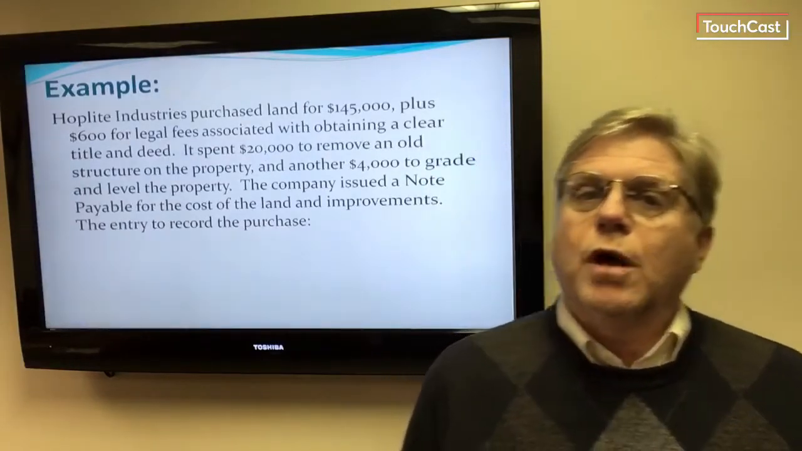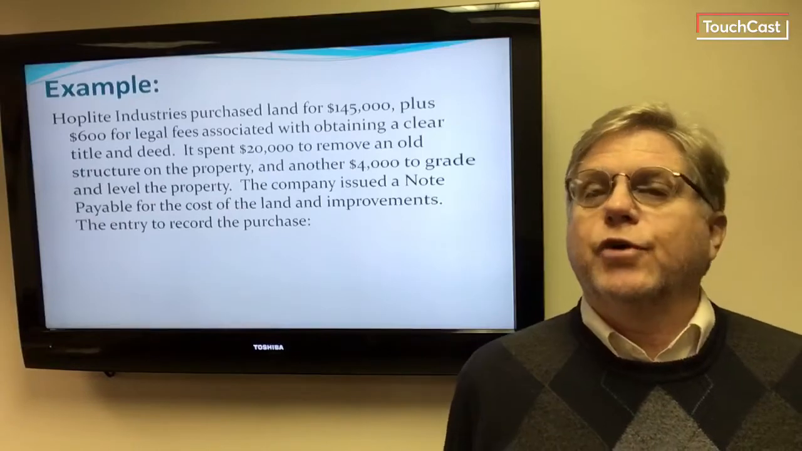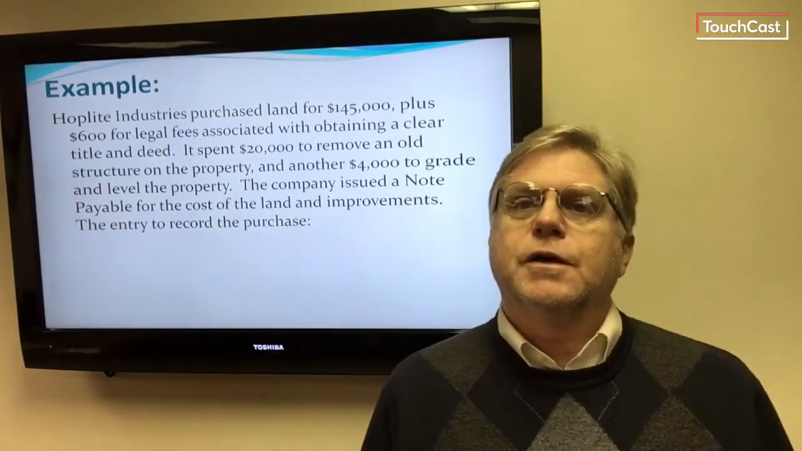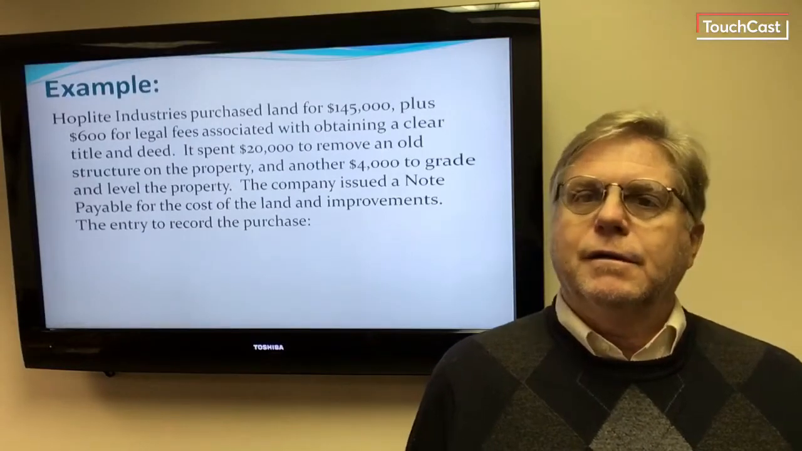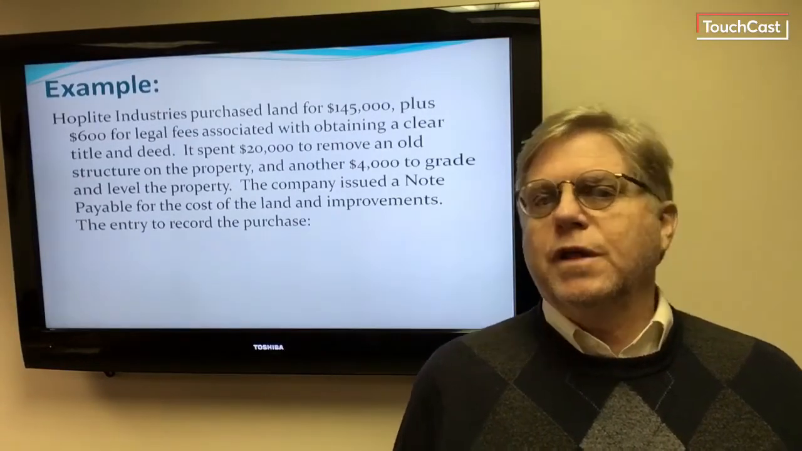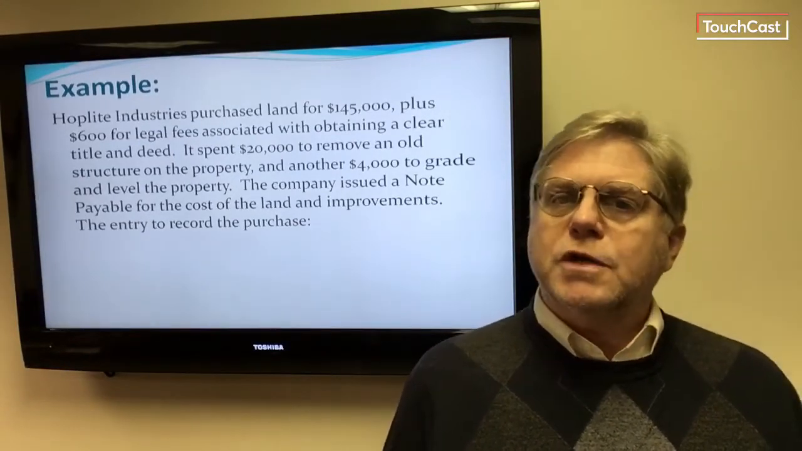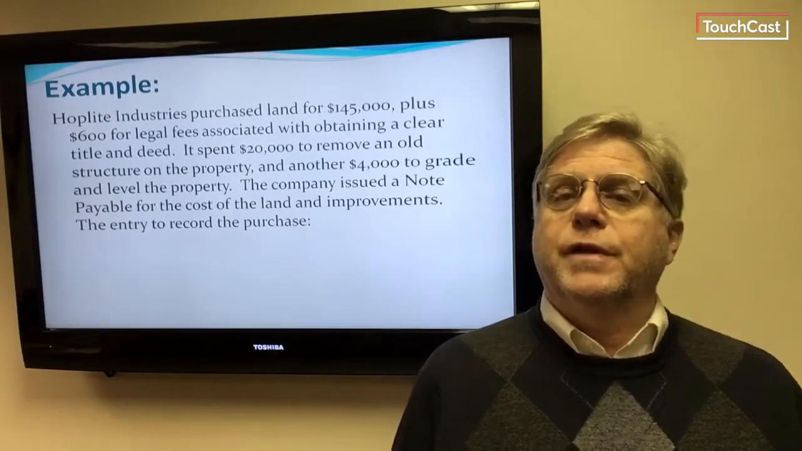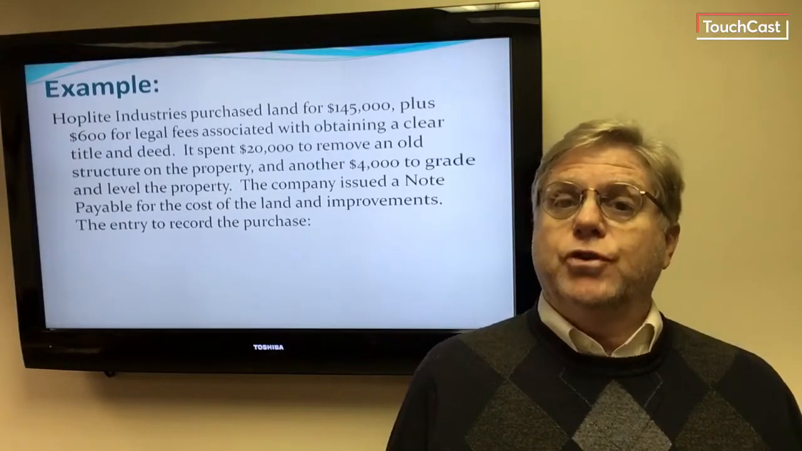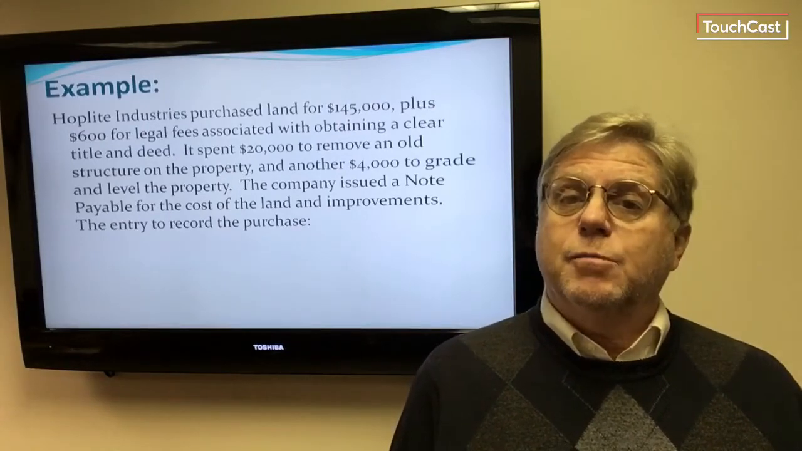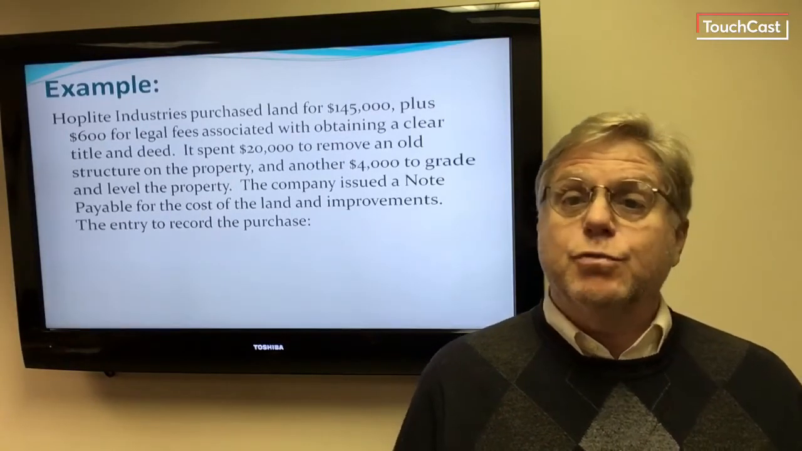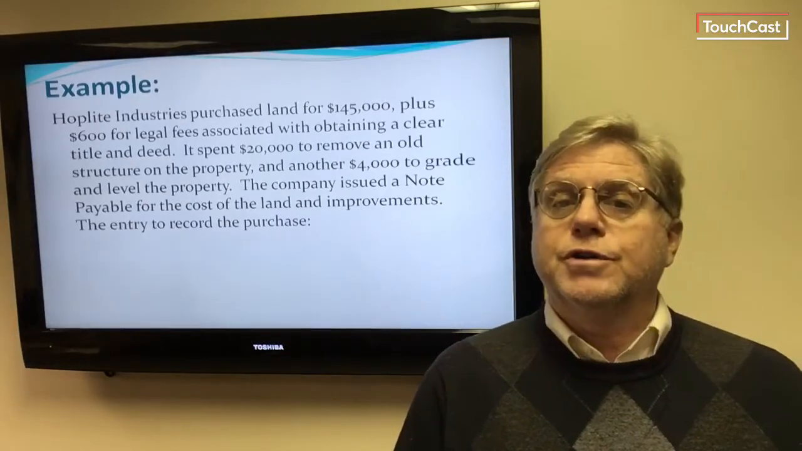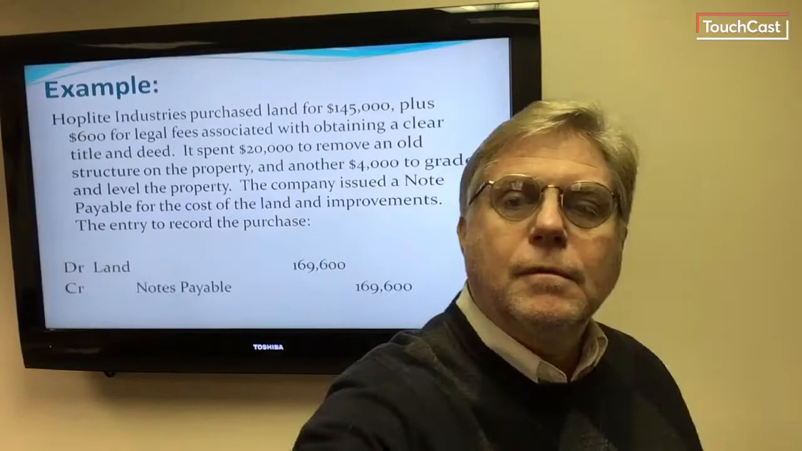Here's an example we'll walk through. Hoplite Industries purchased land for $145,000 plus $600 for legal fees associated with obtaining the clear title and deed. It then spent $20,000 to remove an old structure on the property and another $4,000 to grade and level that property. The company issued a note payable for the cost of the land and improvements. In other words, at the time of the purchase, there was no cash exchanged. And so we want to show the entry to record the purchase of that property.